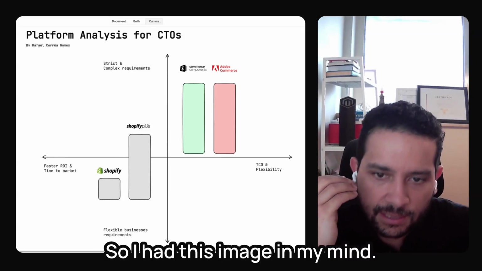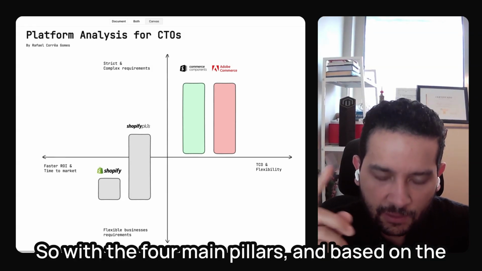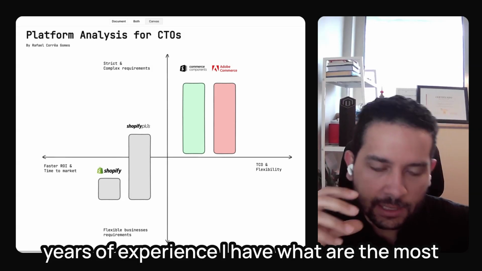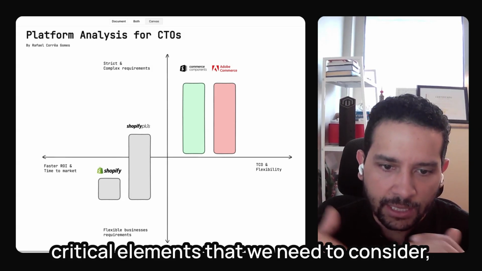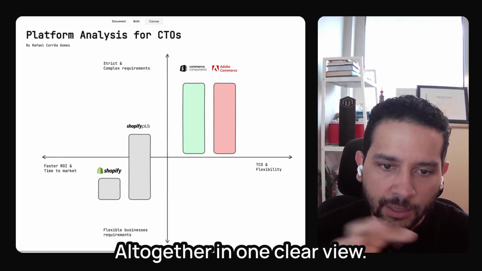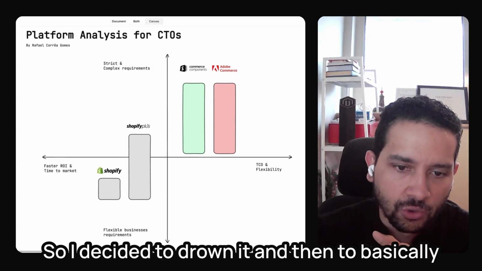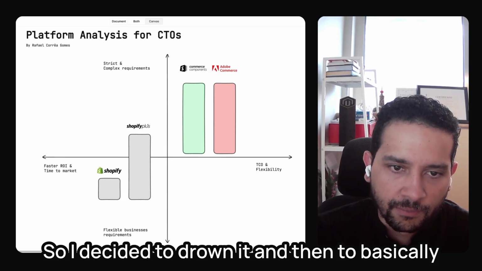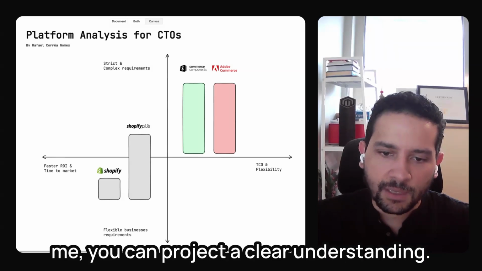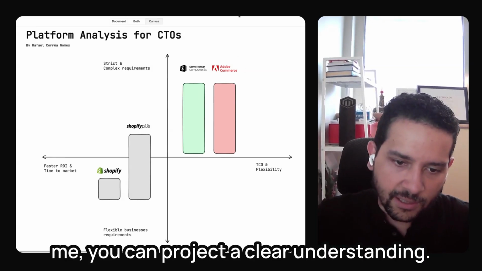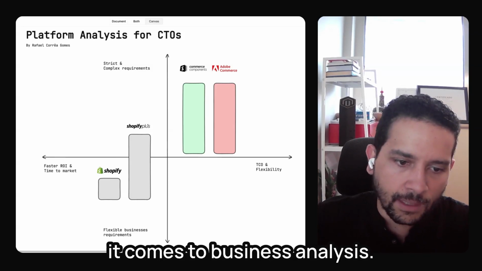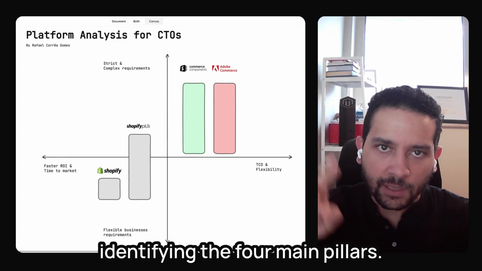So I had this image in my mind, with the four main pillars, and based on the years of experience I have, what are the most critical elements that we need to consider, and also how the platforms are positioned all together in one clear view. So I decided to draw it, to make sure you have the same view, and if you are a visual person like me, you can project a clear understanding of this platform comparison when it comes to business analysis. So let's get started by identifying the four main pillars.